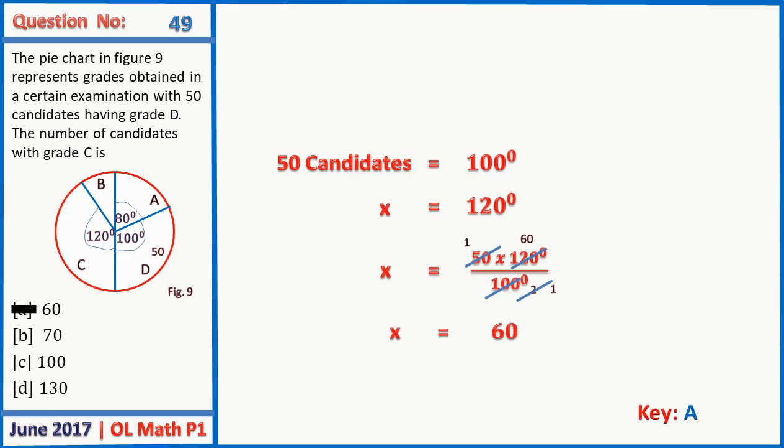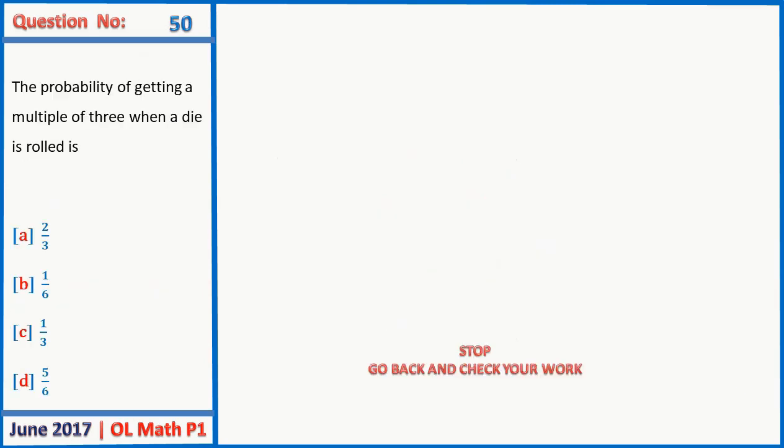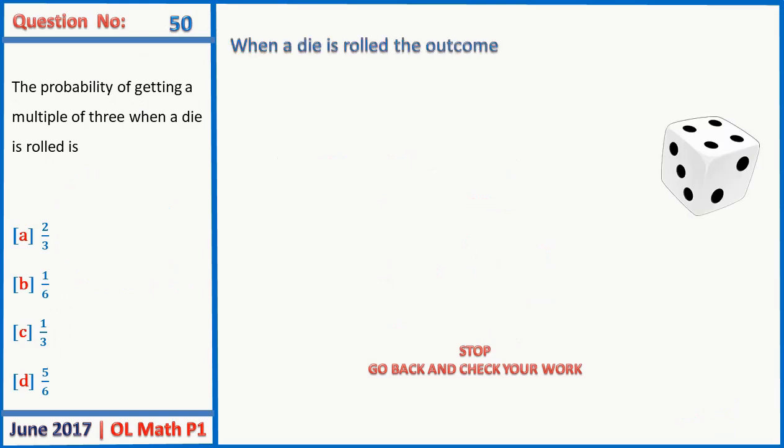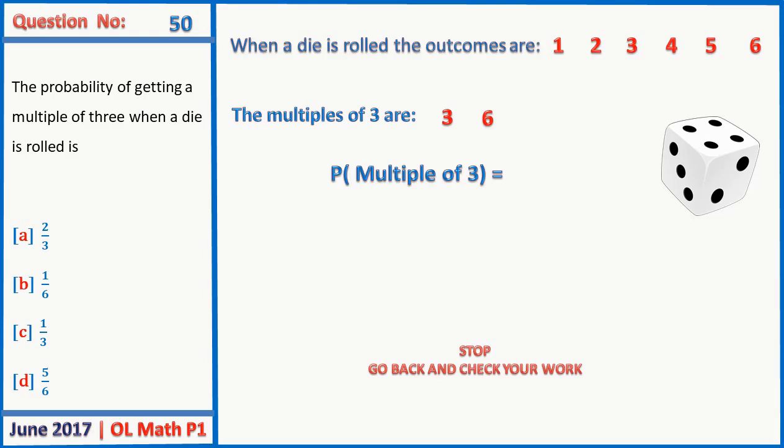Question number 50. The probability of getting a multiple of 3 when a die is rolled is. When the die is rolled, the outcomes are 1, 2, 3, 4, 5, 6, because it has 6 faces. The multiples of 3 are 3 and 6. So the probability of getting a multiple of 3 is, you have 2 outcomes here, multiple of 3, out of a total of 6 outcomes. When you simplify, you have 1 on 3.